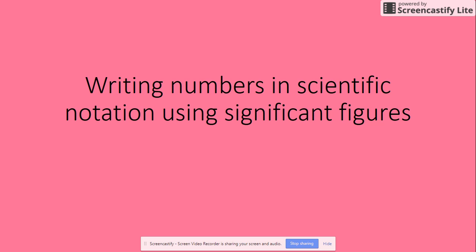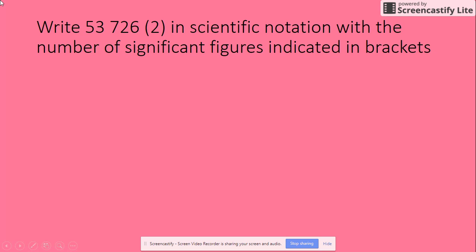Okay, so we're writing numbers in scientific notation using significant figures. This is a two-step thing. You've got the number 53,726, with a 2 in brackets. In scientific notation, you know that has to be to the power of something, times 10, with the number of significant figures indicated in brackets.